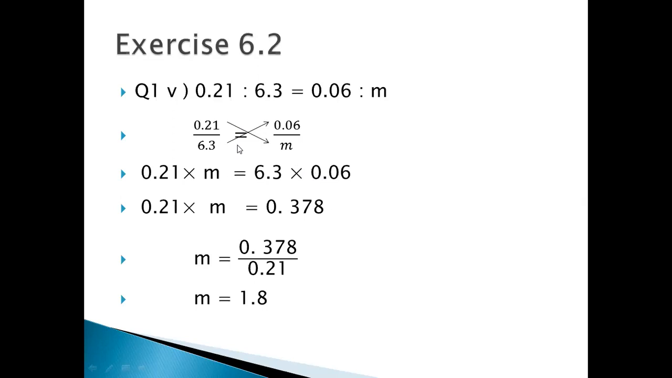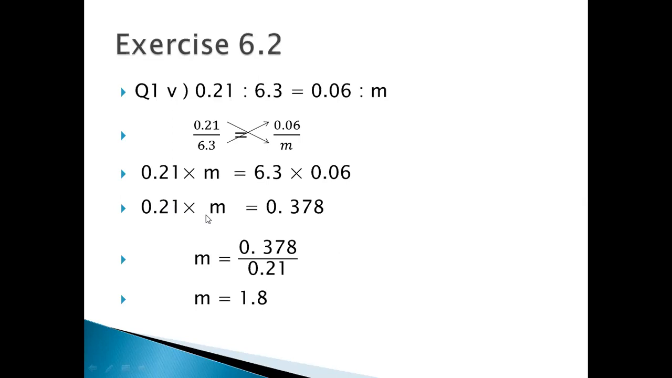When you have two fractions with an equal sign in between, you solve it by cross multiplication. Now you know that this is the variable and this is a constant, so you will write it as it is, and these two you multiply. 6.3 multiply 0.06 with your calculator, you will get 0.378. 0.21 is multiplying with m.